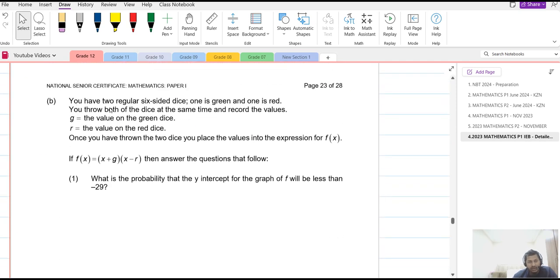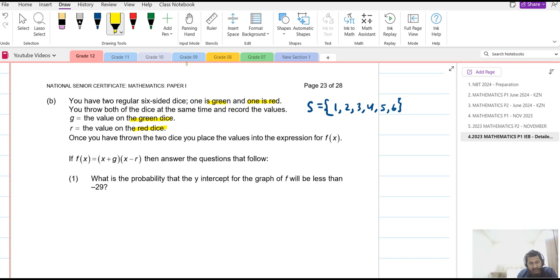You have 2 regular 6-sided dice. One is green and one is red. Regular 6-sided dice, so the numbers that you can get are 1, 2, 3, 4, 5, 6. So basically the sample space is 1, 2, 3, 4, 5, 6, right? You throw both the dice at the same time and record the values. G is a value on the green dice, R is a value on the red dice.